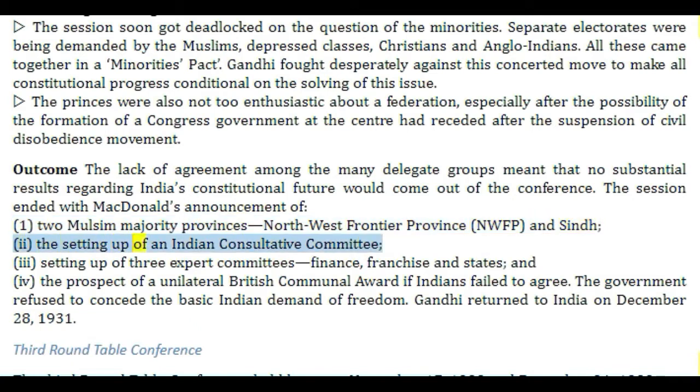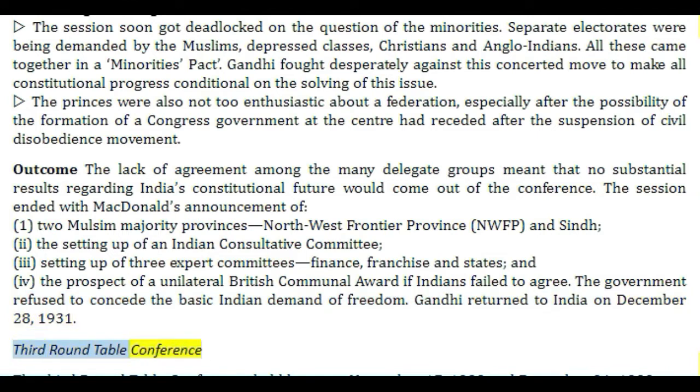2. The setting up of an Indian Consultative Committee; 3. Setting up of 3 expert committees, Finance, Franchise and States; and 4. The prospect of a unilateral British communal award if Indians failed to agree. The government refused to concede the basic Indian demand of freedom. Gandhi returned to India on 28 December 1931.